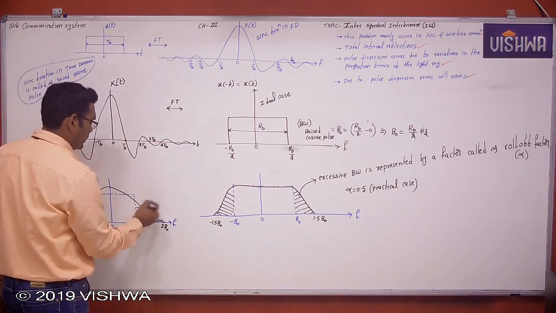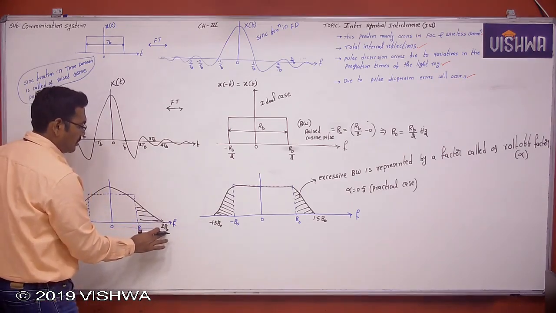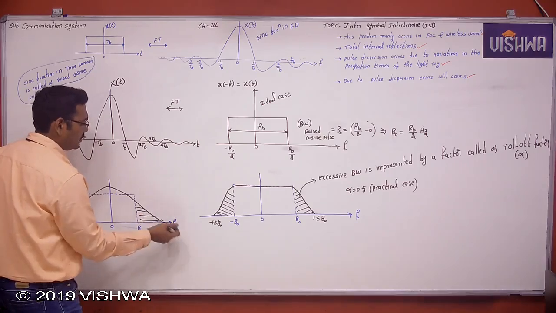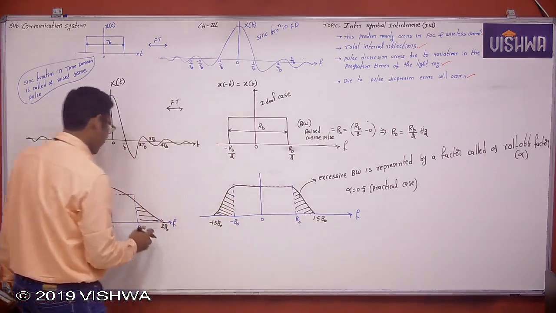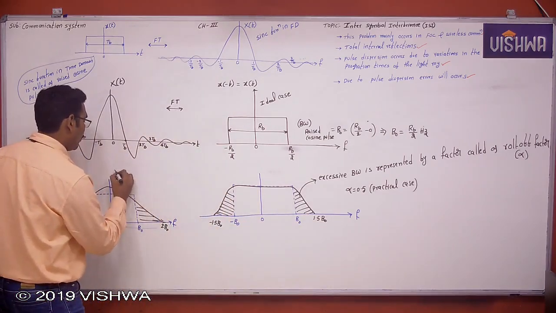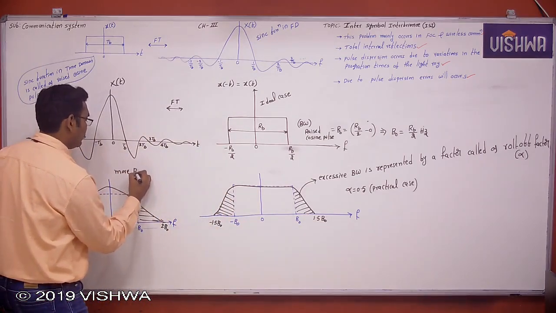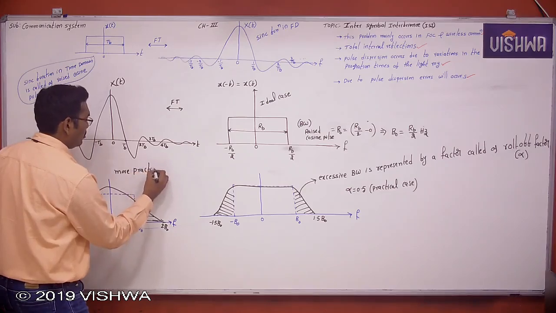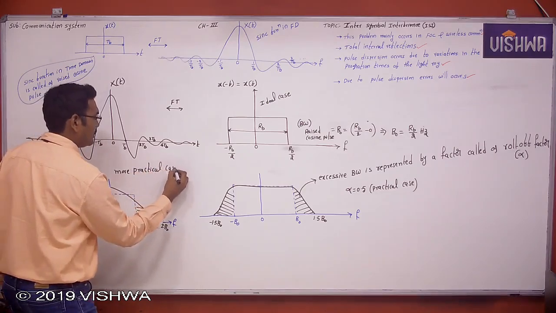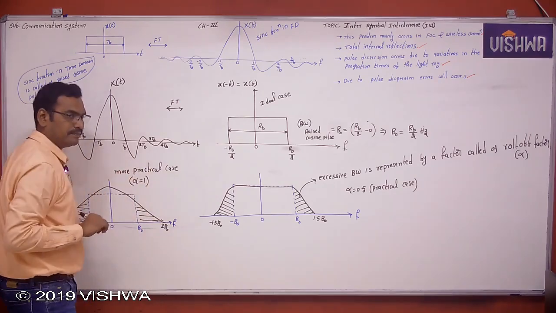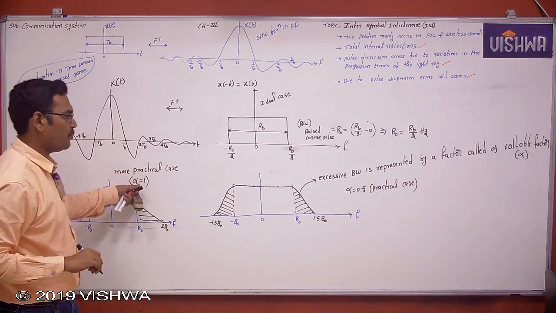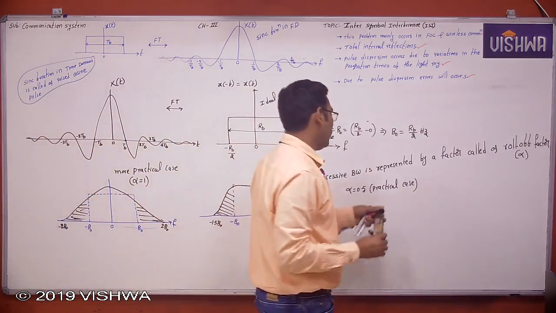Now here the excessive bandwidth is 100%. So actually B naught, this is 2 B naught. This is B naught, 0.5 B naught extra added. Now here this is the more practical case. So alpha is equal to 1. Okay, 100% excessive bandwidth, 50% excessive bandwidth.